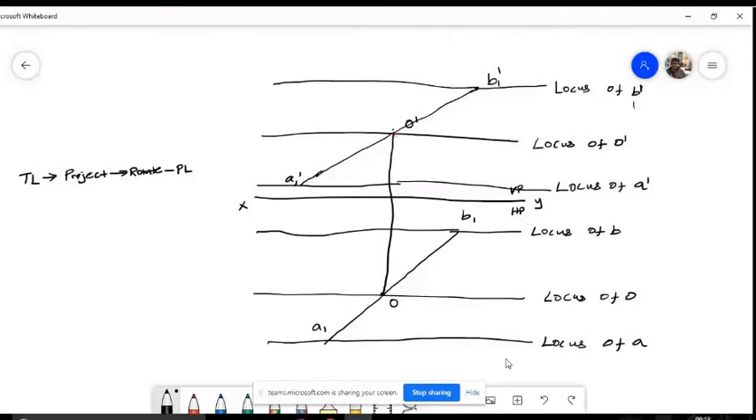Here we have the true length. We need to project. In normal cases, if we are starting from locus of B, we will project it till which locus? A dash. Yeah, exactly. If you're starting from B, we will project it till locus of A dash. But in the midpoint method, irrespective of the starting point, we will project it till the locus of the midpoint in the other view. Something like this.